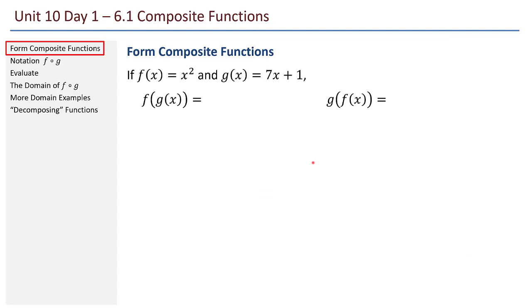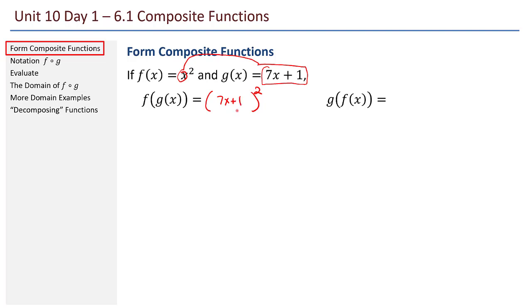So, by way of example, suppose f of x is x squared, and g of x is 7x plus 1. Then I can put one function inside of the other. Let's put the g of x inside of the f. And so the g, this entire 7x plus 1, takes the place of the x in f. And so I get the whole thing being squared. So f is the x squared function, but inside of that is 7x plus 1.